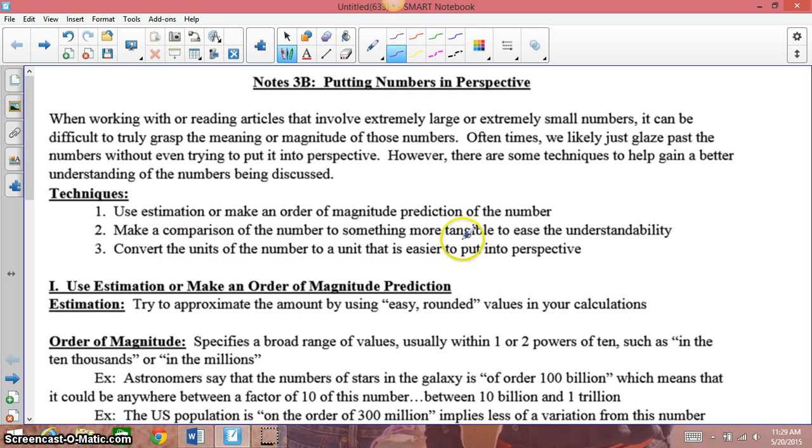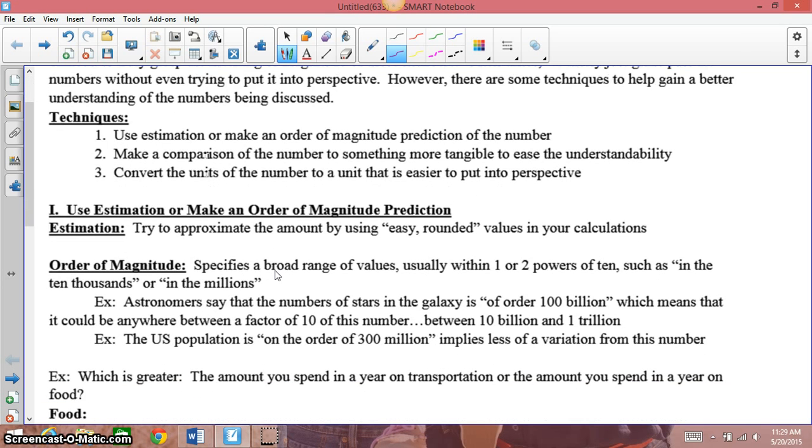Make a comparison of some number to something that's a little bit more tangible. I'll briefly point that out to you on the next page. And then lastly, we've done quite a bit of this: convert the units of one number to another unit, so that helps put it into perspective for us a little easier. For example, if someone tells you their weight in kilograms, I don't have a good reference value for that. But if I convert those kilograms to pounds, then okay, I know what we're talking about now. That sort of thing.